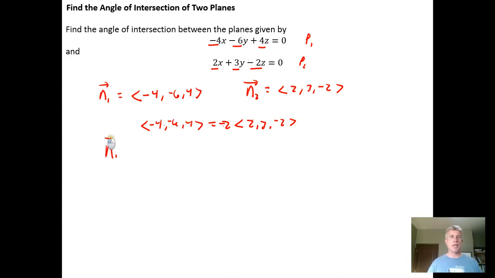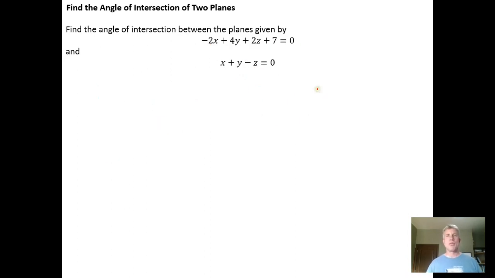So if the normal vector n1 is equal to -2 times the normal vector n sub 2, that tells us that the two planes are parallel to each other because their normal vectors are parallel to each other.